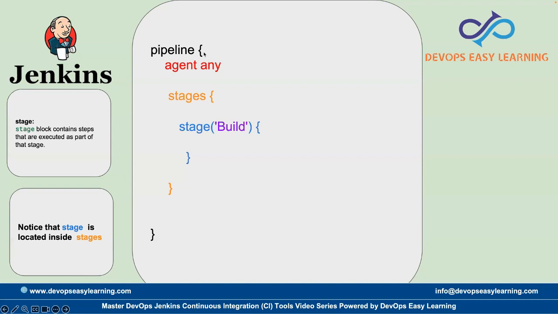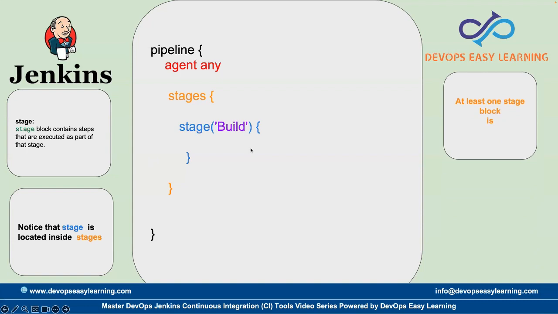Also notice that stages is not located inside stage, but stage is located inside stages. So far, we have the pipeline here in black. We have agent located inside pipeline. We have stages located inside the pipeline, and the stage is located inside the stages. I put the color for you to see, and every single stage must have a name. It is mandatory, right?